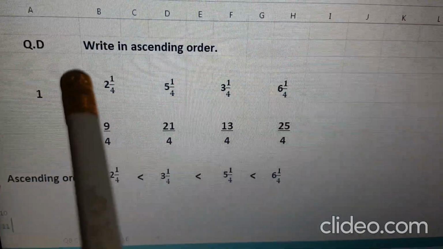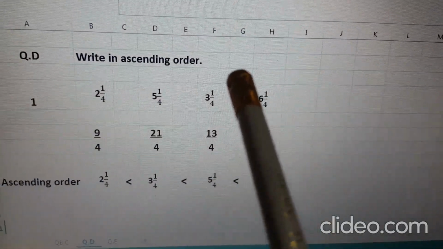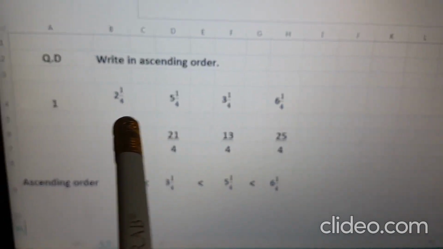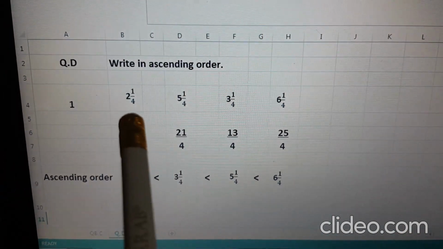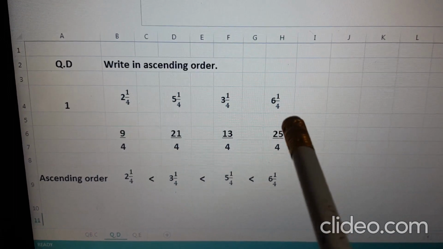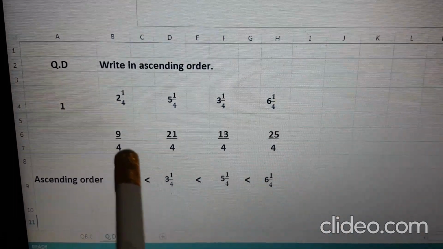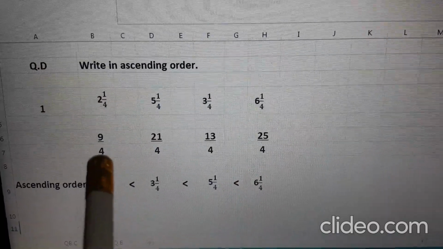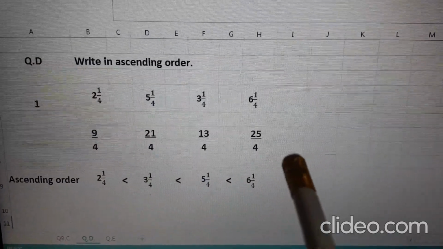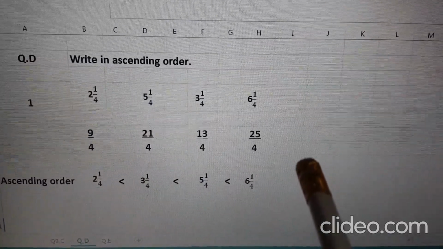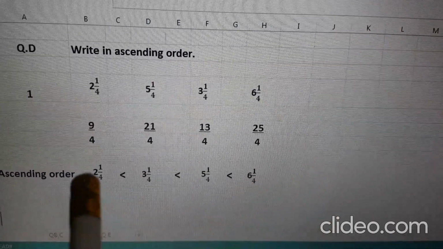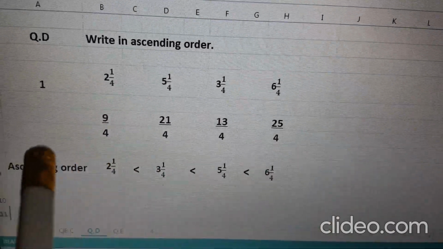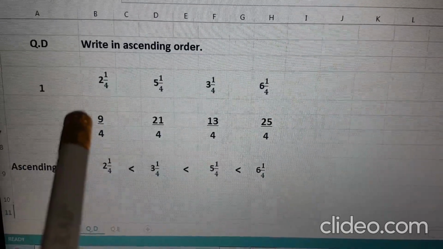Now question D is write in ascending order. Ascending order means small to big. The first part is, mixed fractions are given to you. Firstly, convert the mixed fractions into improper fractions. So what we see here, denominators are the same. These are like fractions already. So we will compare only numerators. So the smallest numerator is 9.